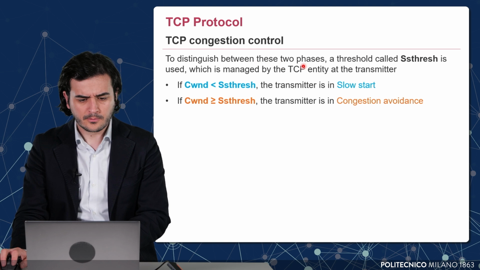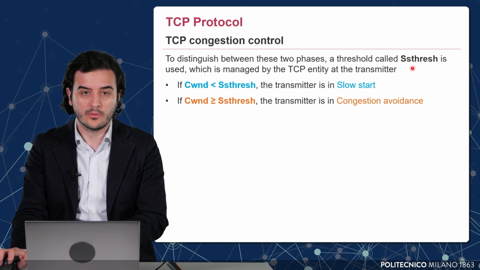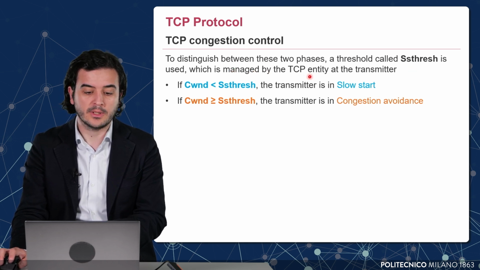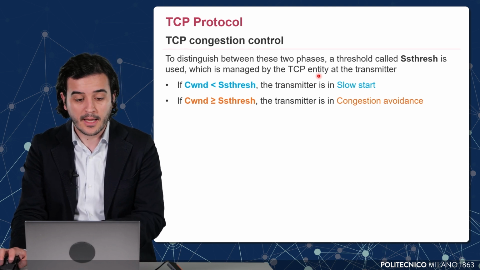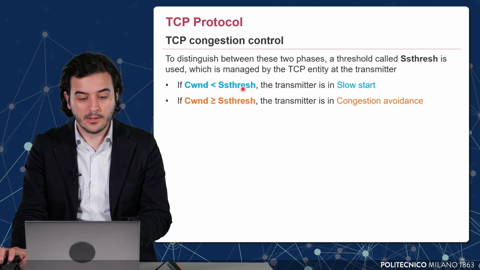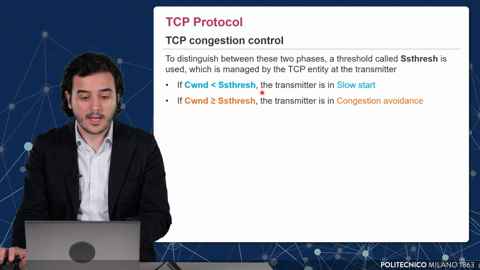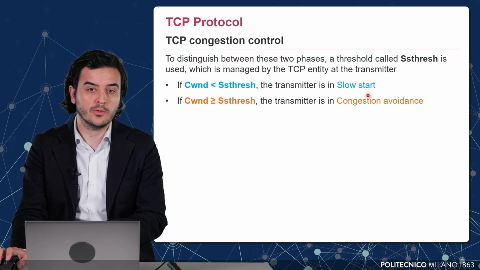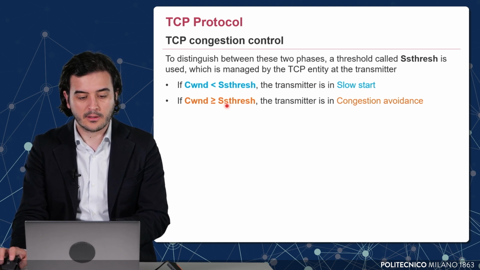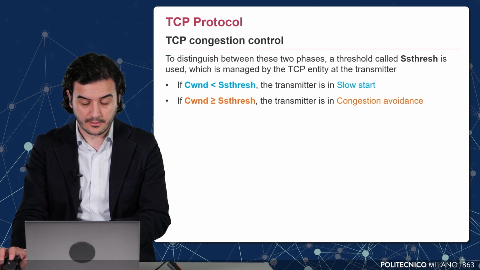So to do this, we define a threshold, which we denote as SS thresh, which is preset and will be managed by the TCP entity at the transmitter side. If the congestion window, which we have defined previously, is lower than this threshold, then we say that the transmitter is in the slow start phase. If instead the congestion window is greater than this SS threshold, then the transmitter is in the congestion avoidance phase.